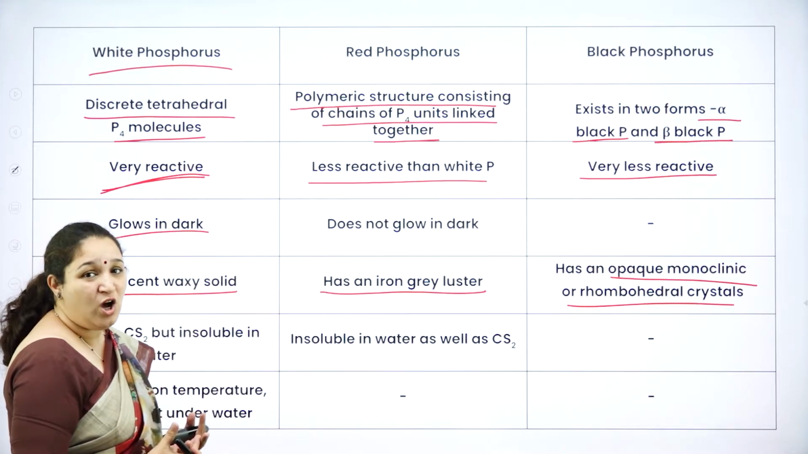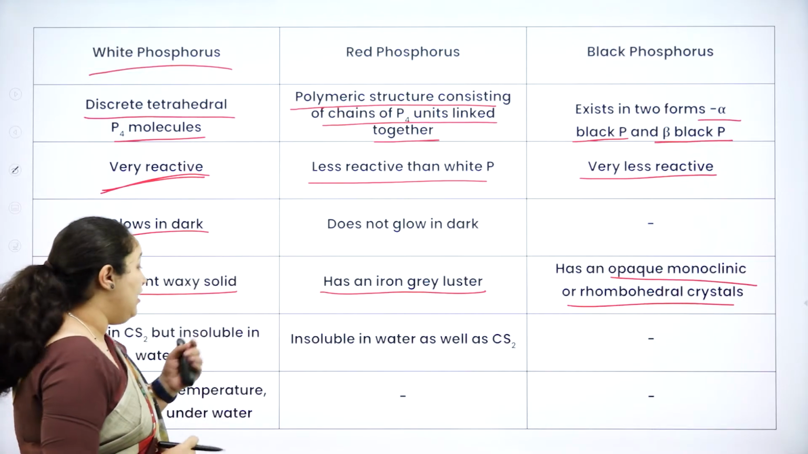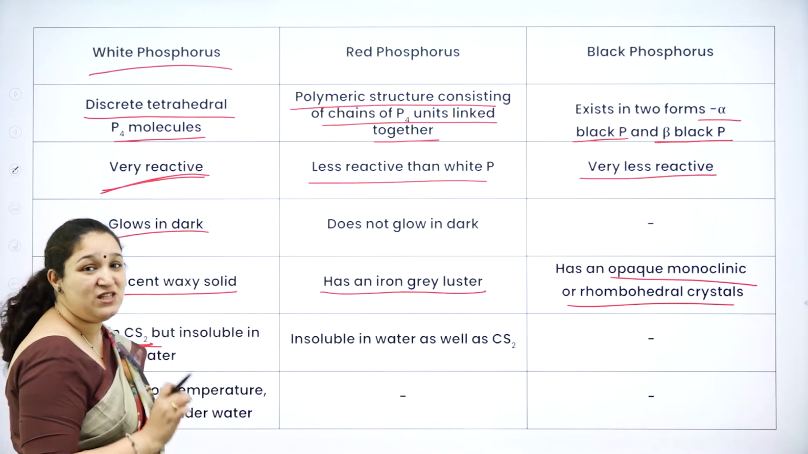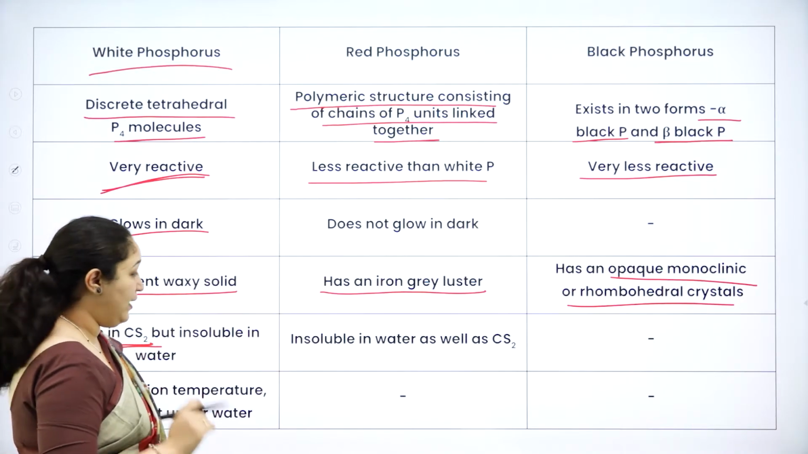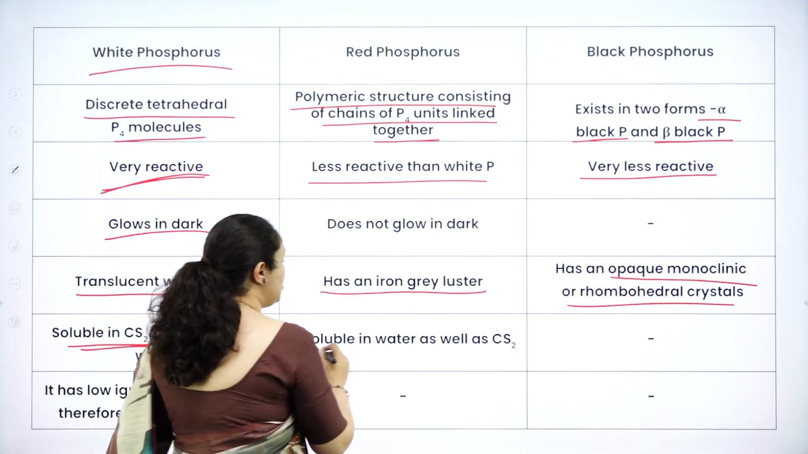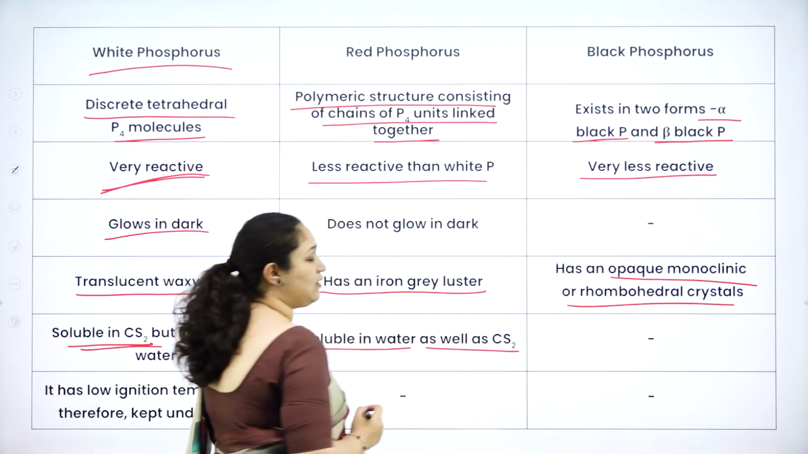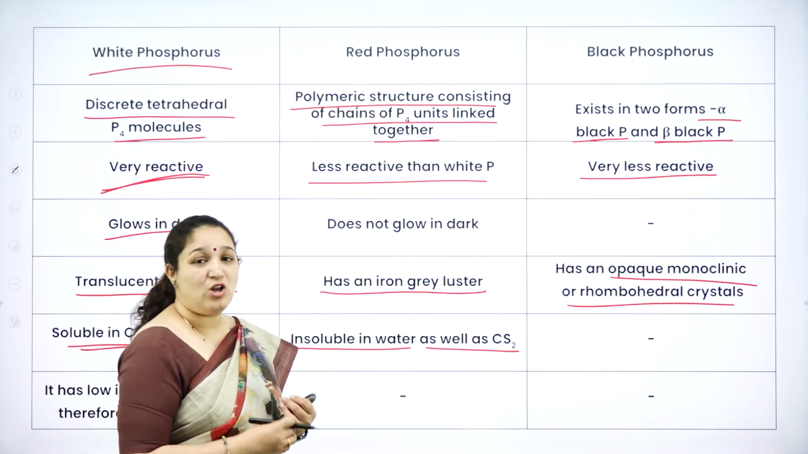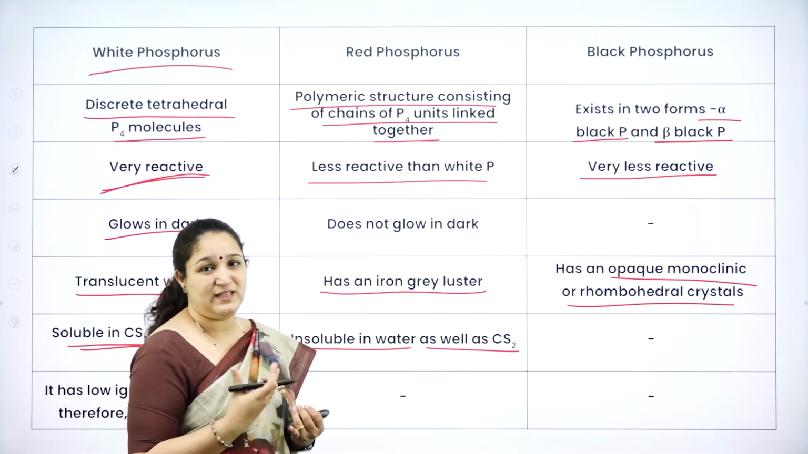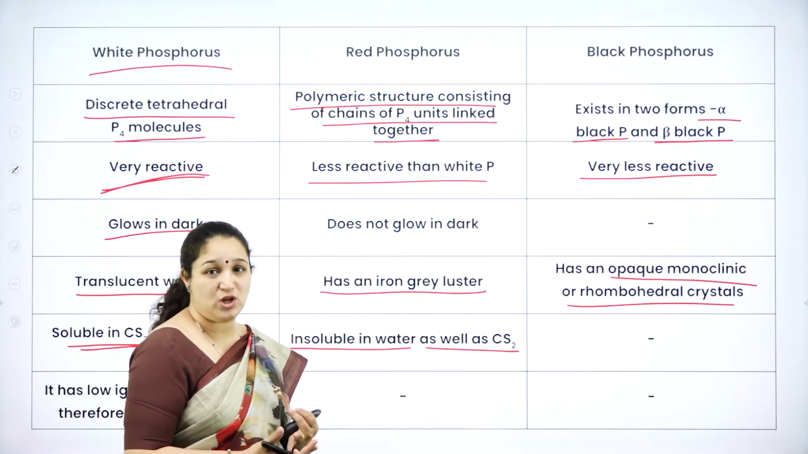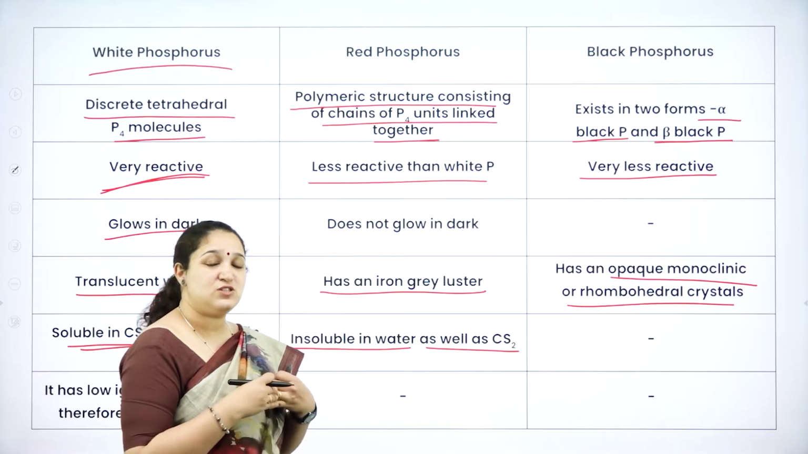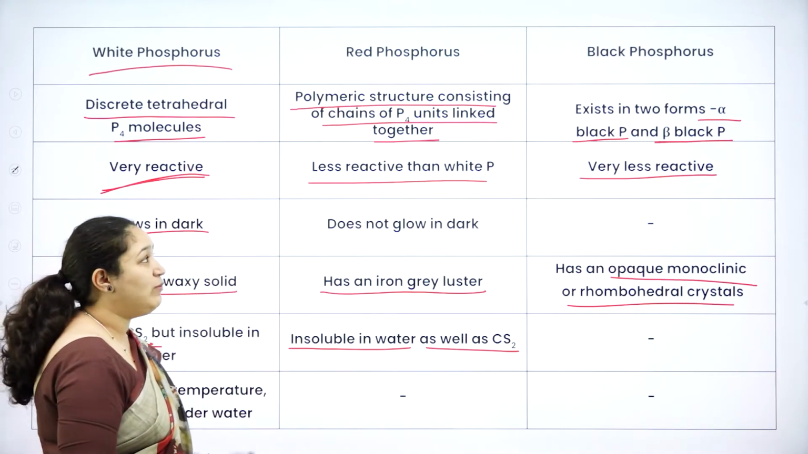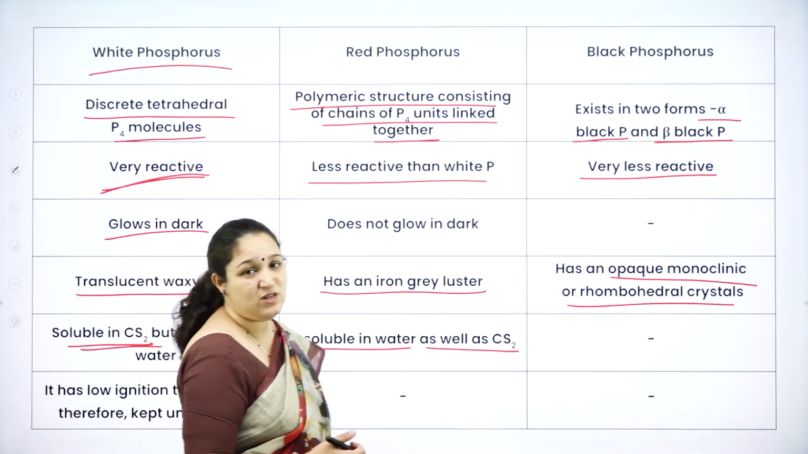In which solvent are they soluble? White phosphorus is soluble in carbon disulfide, which is an organic solvent, but it is insoluble in water, whereas red phosphorus is insoluble in both water and carbon disulfide. About the solubility of black phosphorus we have not studied.